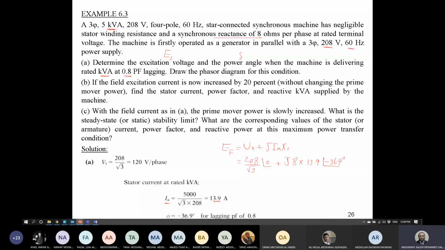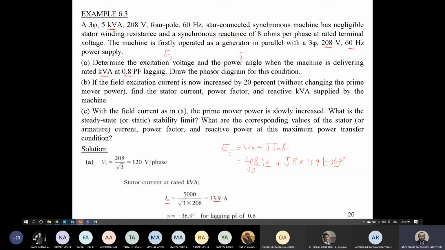This is a theoretical question. No need for equations. You can just write that the steady state stability limit is the limit where the power angle is 90 degrees. So the answer is that the steady state stability limit is the operation at delta equal to 90.